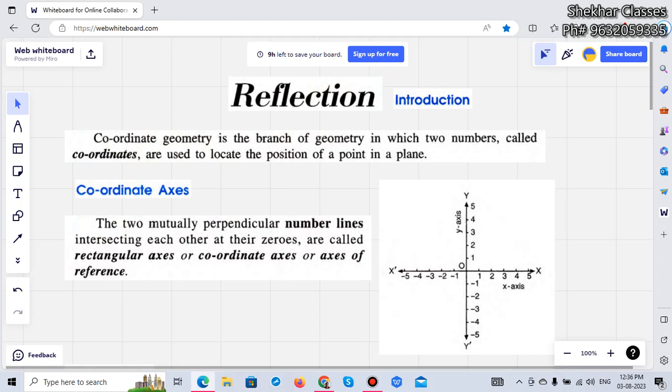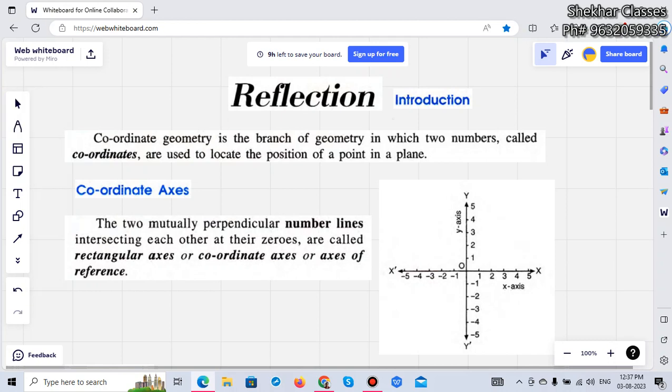Reflection. First, let's understand what reflection is and how we apply it in coordinate geometry. I use the word coordinate geometry. So what is coordinate geometry? It's a branch of geometry in which two numbers called coordinates are used to locate the position of a point in a plane.